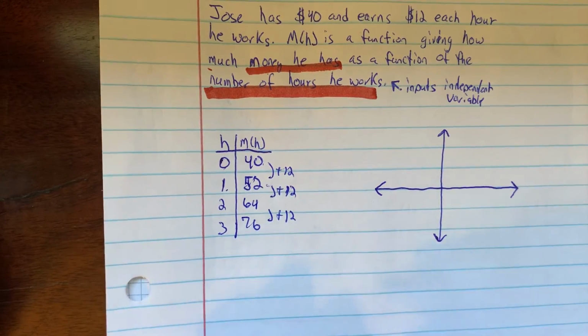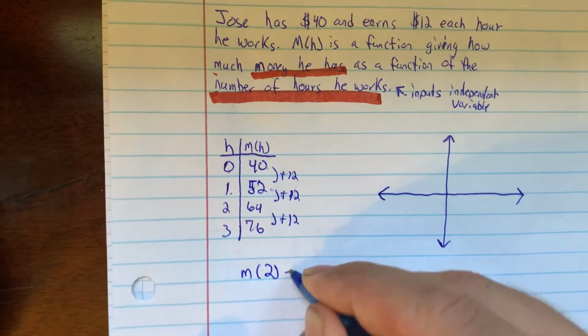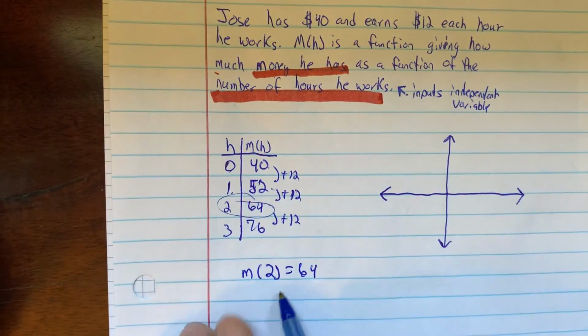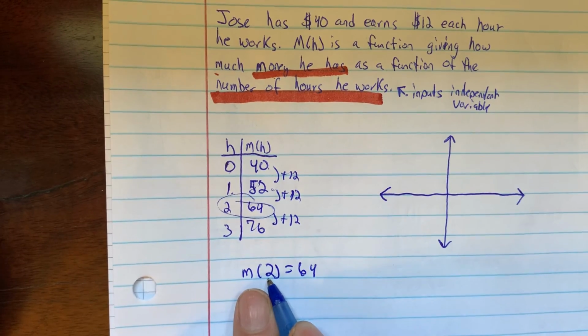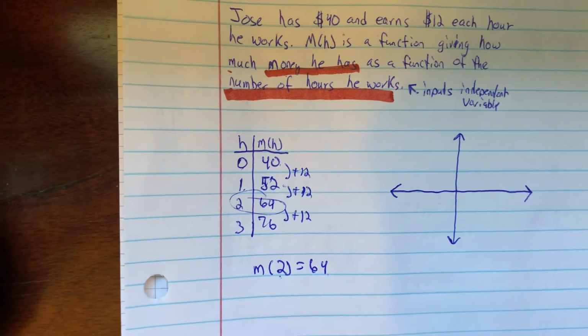We're gonna go ahead and stop here. I'd just like to point out that m of 2 is equal to 64 is another way of writing these points, saying that when he has worked for 2 hours, he has made $64. And hopefully you're feeling pretty good about functions to begin the year.